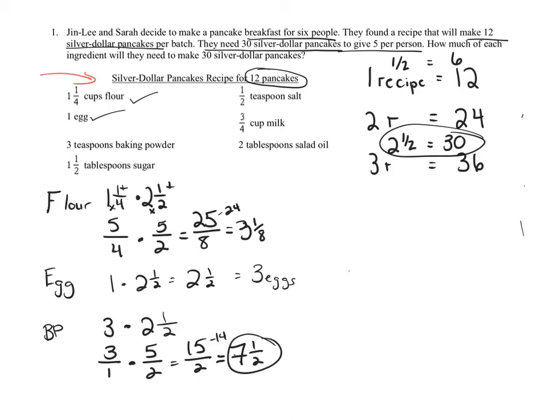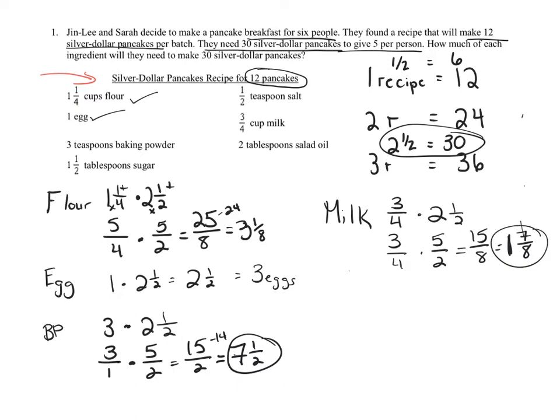Okay, and let's do one more. Let's do the 3/4 cups of milk. And I'll leave you with the rest to do on your own, because this one problem is taking a long time. So for the milk, you would do 3/4 times the 2.5, but you would still need to make it improper, so 3/4 times 5/2, which gives me 15/8, which simplifies. 8 goes into 15 one time, so you have 1 7/8 of a cup of milk.